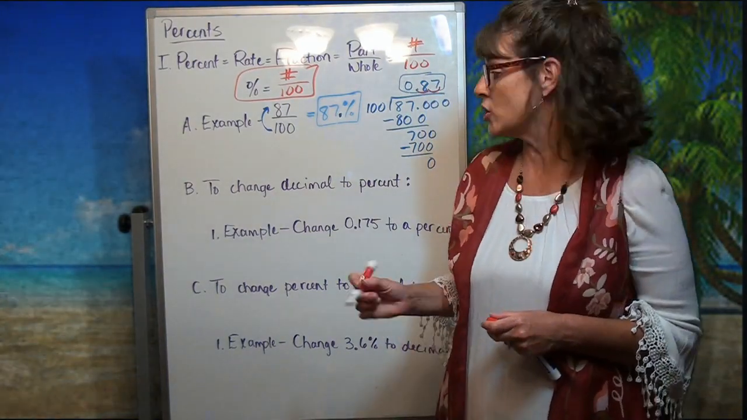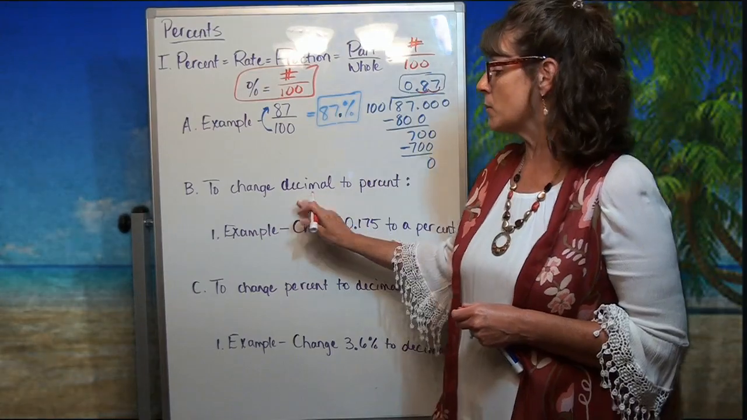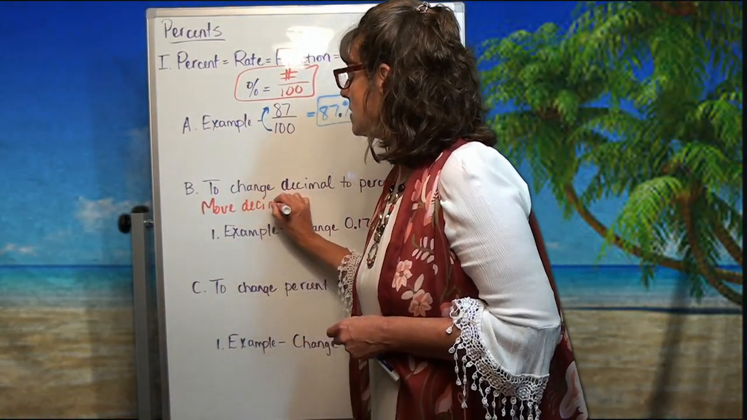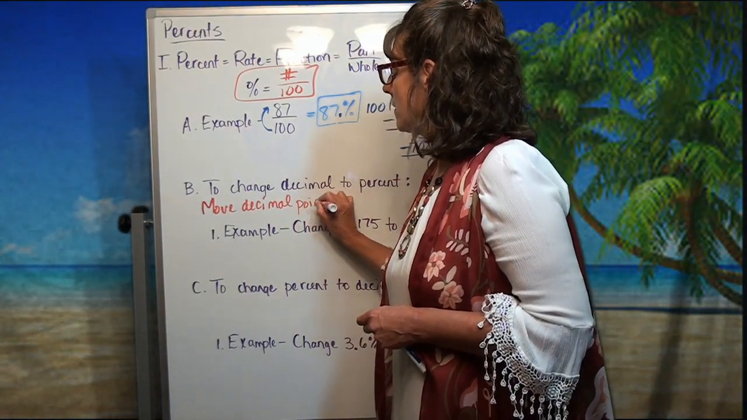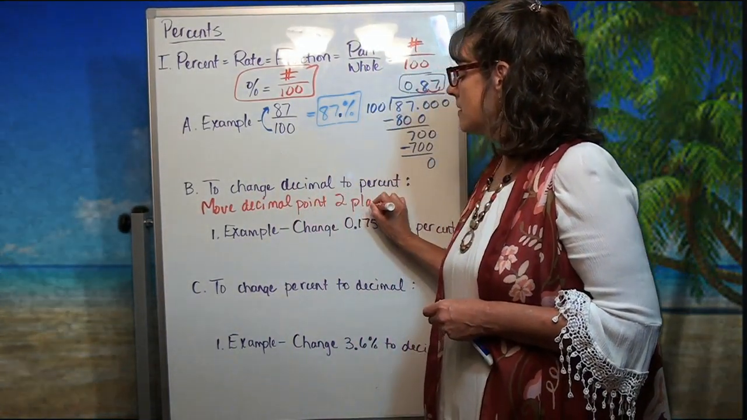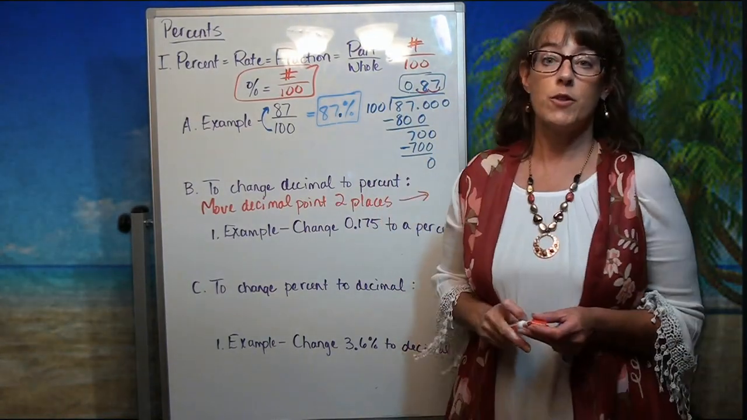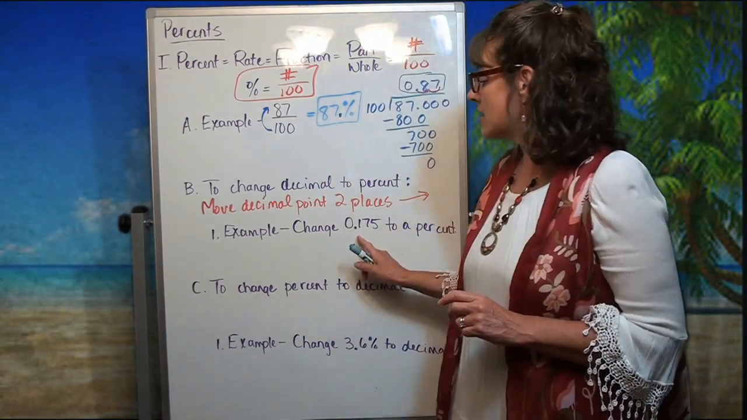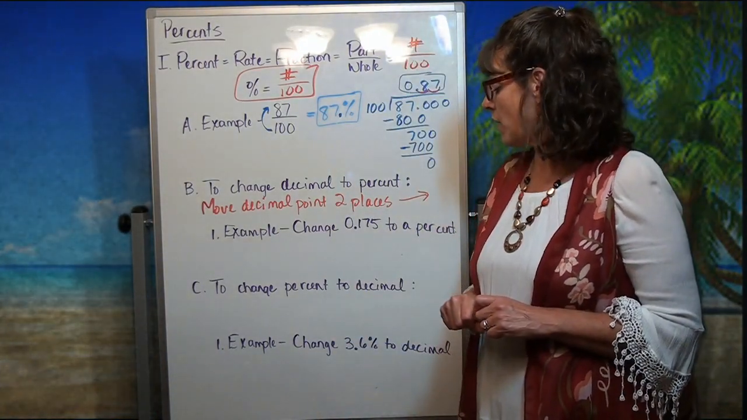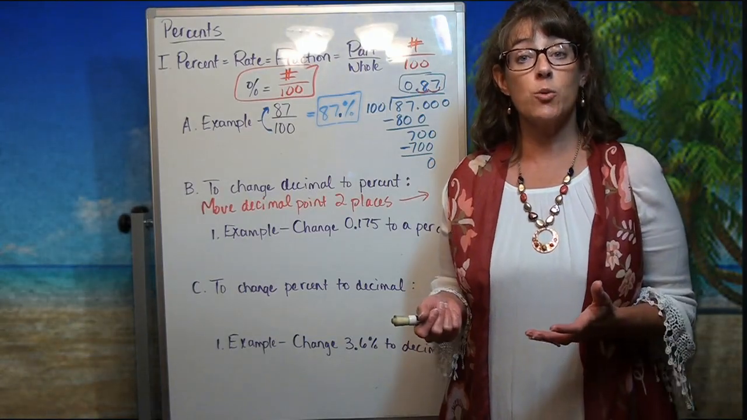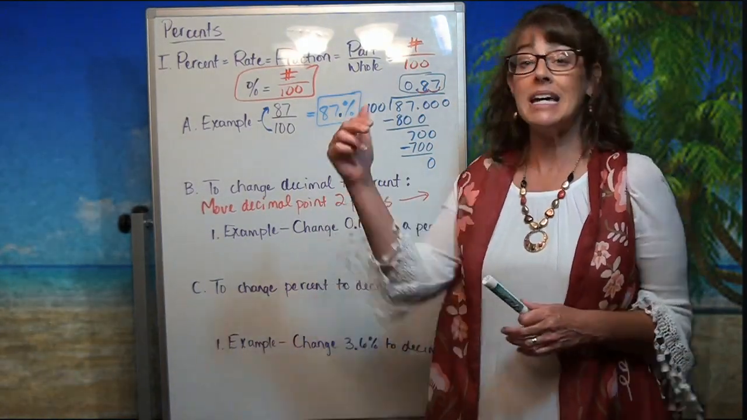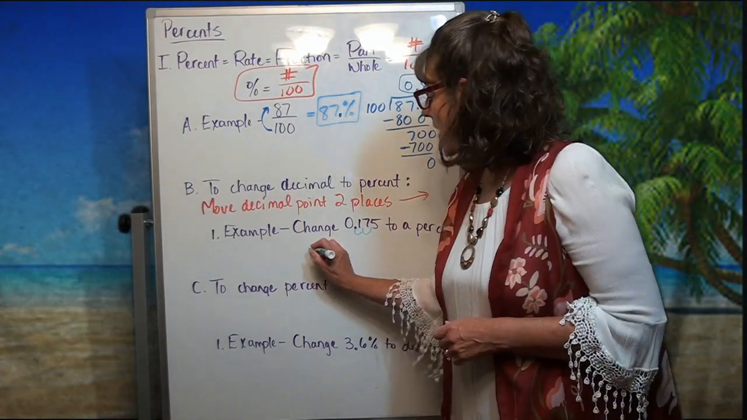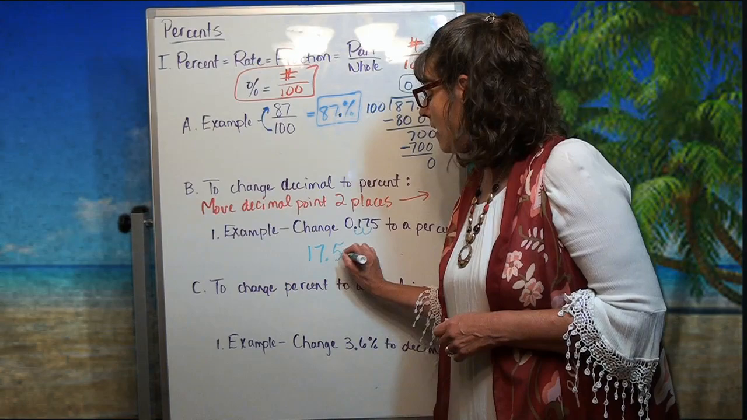and that'll turn it into a percentage. So my rule for changing a decimal to a percent is: move the decimal point 2 places to the right. To the right, to the right, 2 places to the right. So in this example it says change 0.175 to a percent, and we just discovered that I'm going to take that decimal point and kick it 2 places to the right. So 1, 2, bam, bam, that gives me 17.5%.